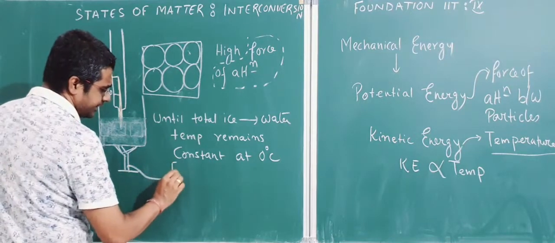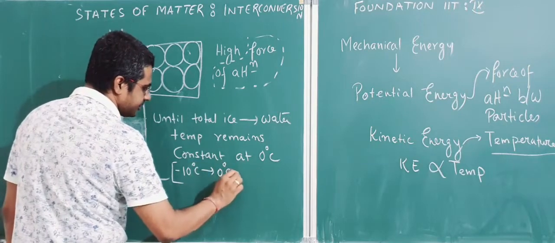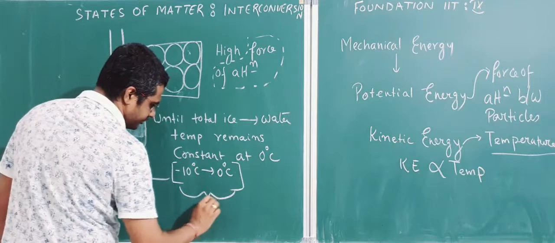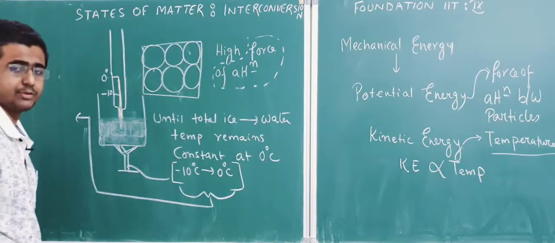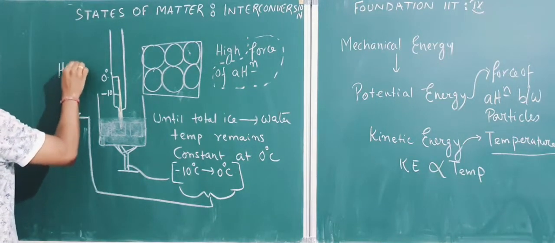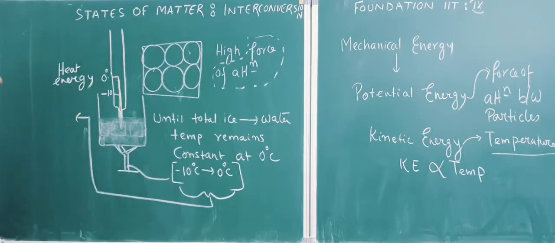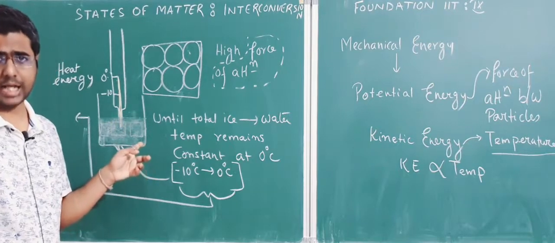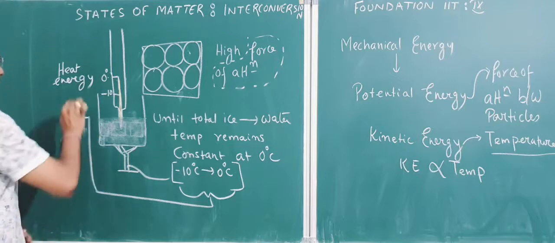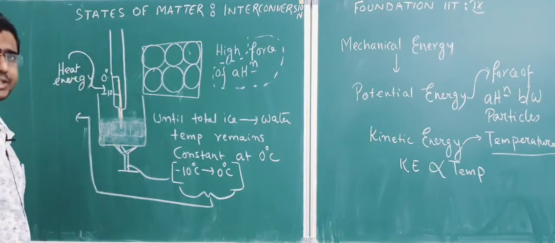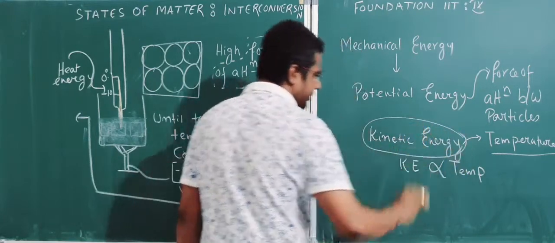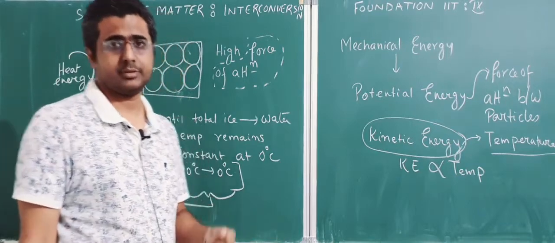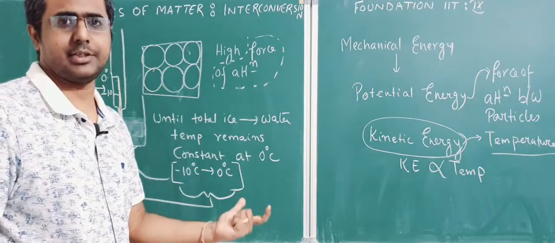Before that, while it was getting heated from minus 10 degree Celsius to 0 degree Celsius, what was happening here? From minus 10 to 0 degree Celsius, I was supplying heat energy, which was basically increasing the temperature of this ice, right? So from minus 10 to 0 degree Celsius was brought about by this heat energy. Agreed? Okay. So this heat energy was getting converted to what kind of energy? It was getting converted to kinetic energy, and that is why we were seeing change in temperature. That is why we are seeing change in a parameter which is sensible.